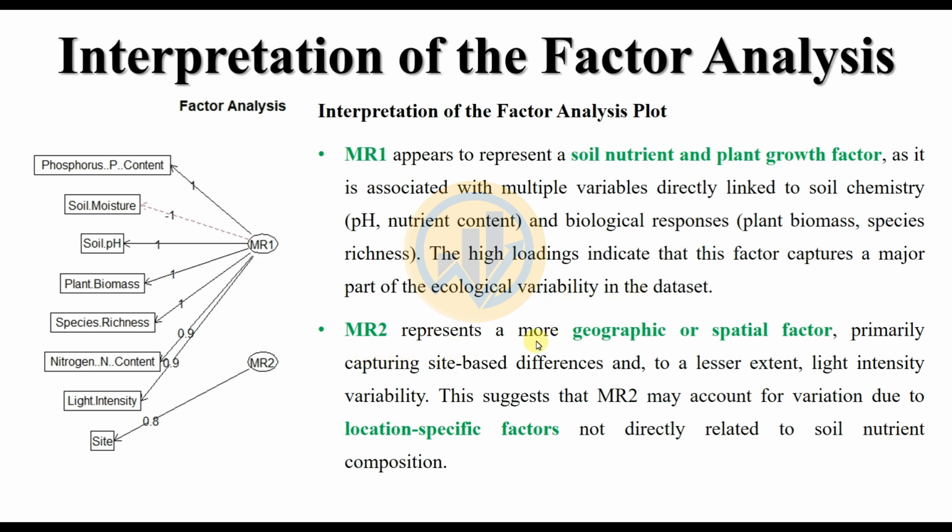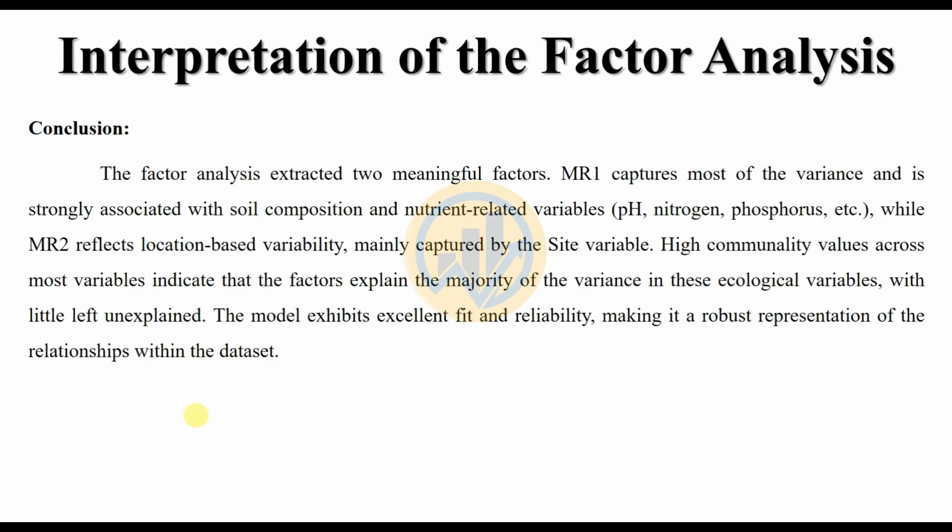MR2 represents a more geographic or spatial factor, primarily capturing site-based differences and, to a lesser extent, light intensity variability. This suggests that MR2 may account for variations due to location-specific factors not directly related to soil nutrient composition. The last section is the conclusion of the interpretation of factor analysis in R.